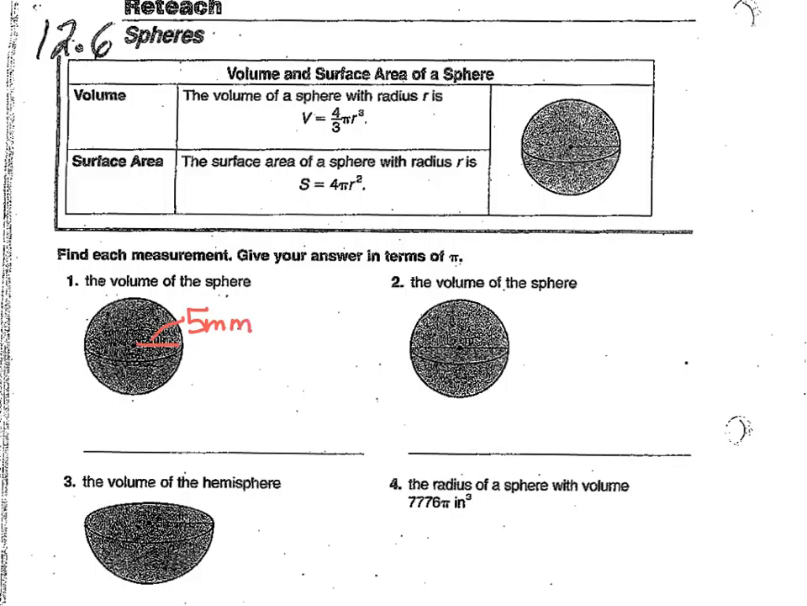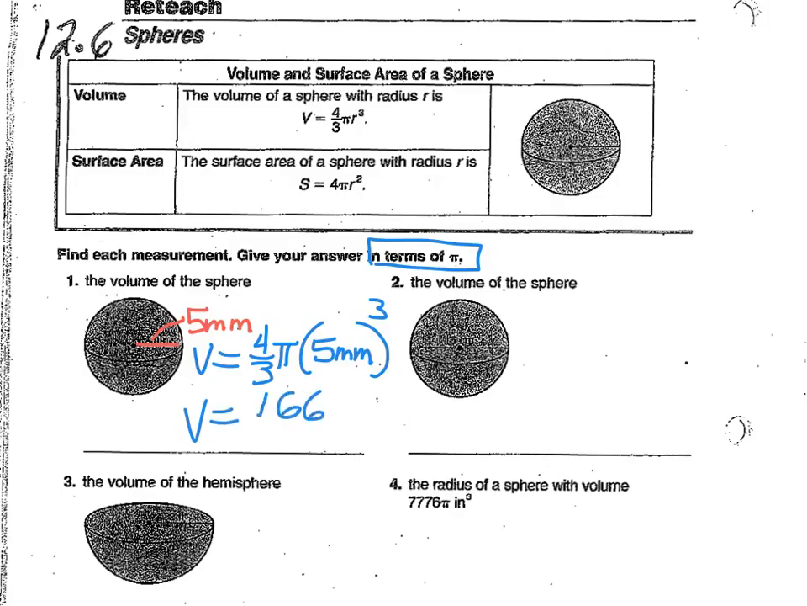Okay, so then we need the volume of the sphere. The formula is volume equals 4/3 pi, and then the radius is 5 millimeters, and this is cubed. They want the answer in terms of pi. So all we have to do is put 4/3 and then 5 to the 3rd power on the calculator. So the volume is 166.67 pi cubic millimeters.